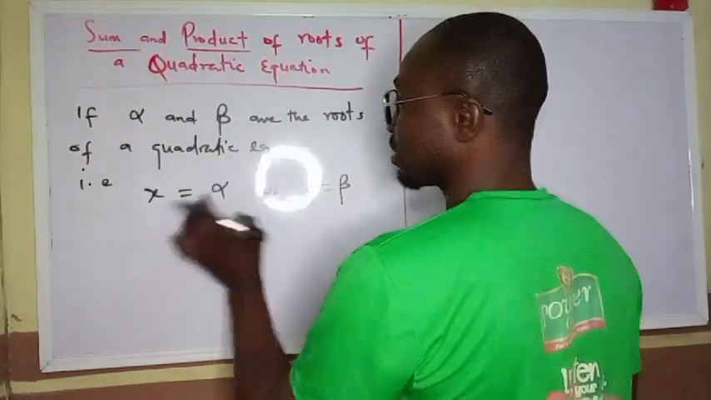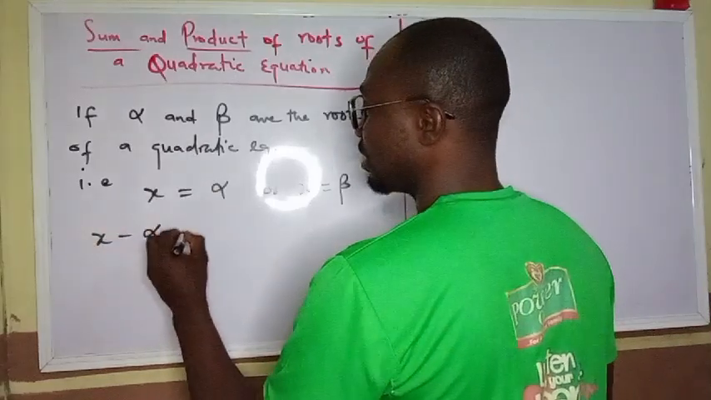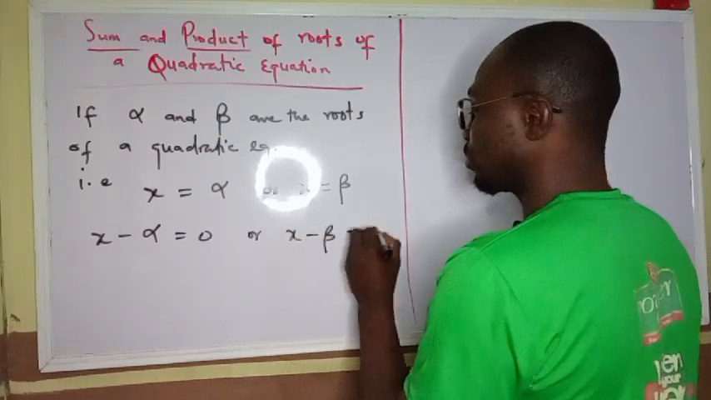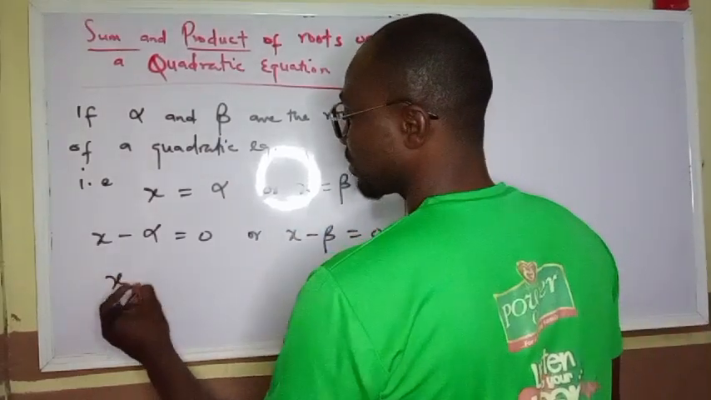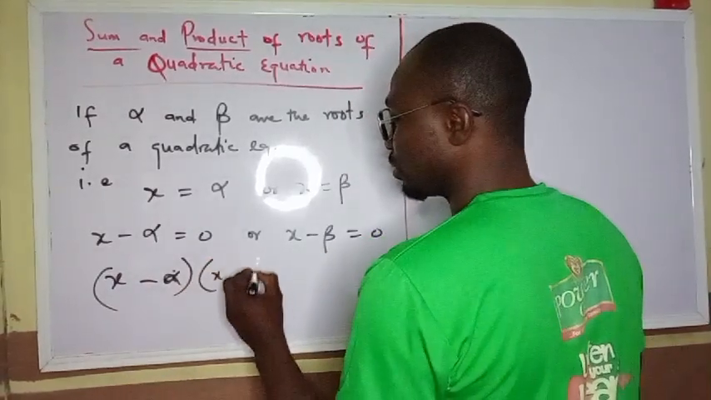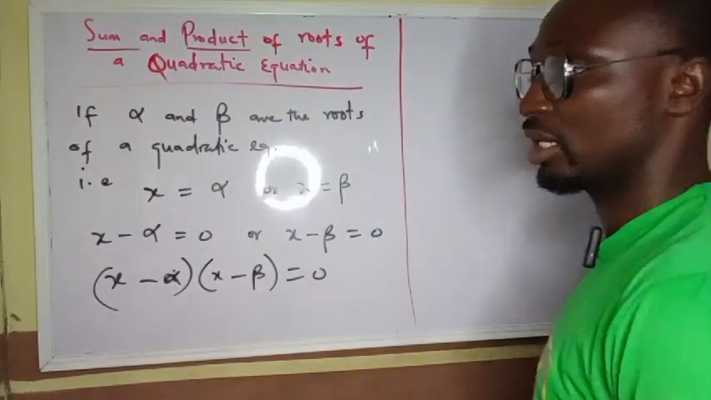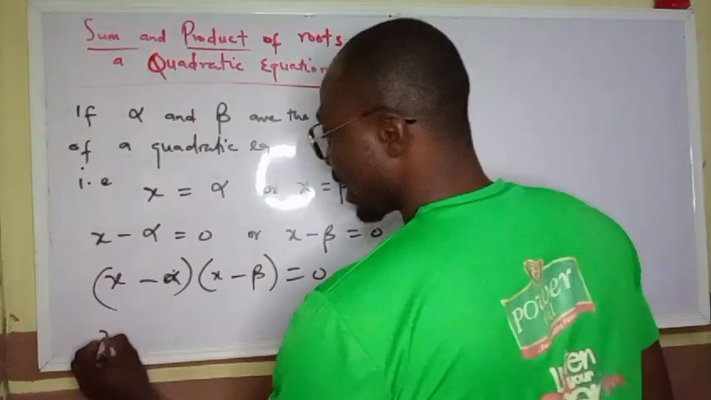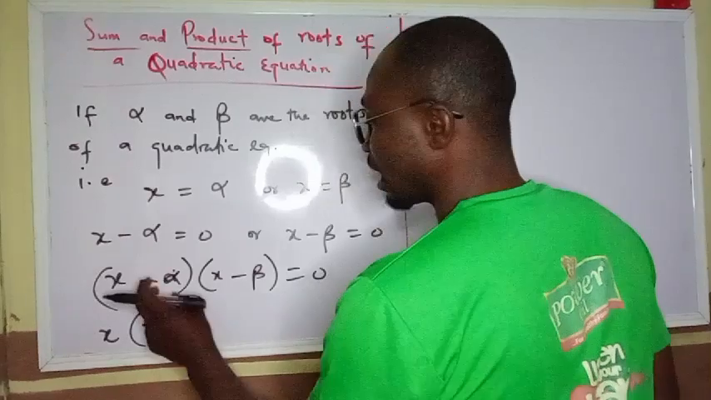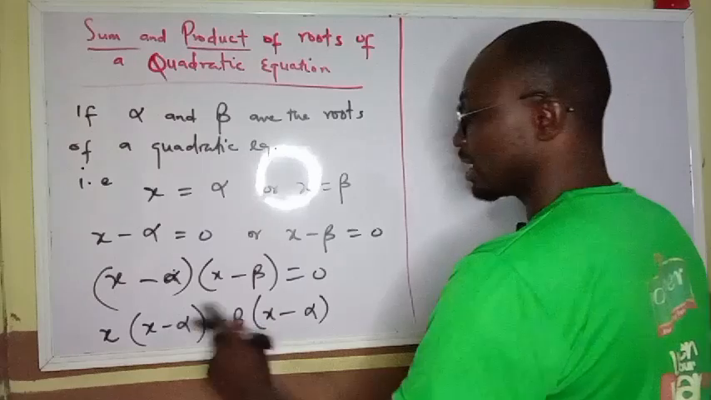So from these two expressions, if you bring alpha here, we have x minus alpha is equal to 0, or x minus beta is equal to 0. So we have x minus alpha times x minus beta is equal to 0. All right, so let's try and expand this quadratic equation. So let's expand this expression.